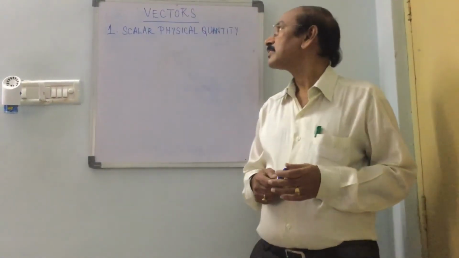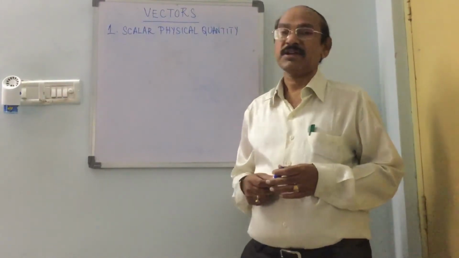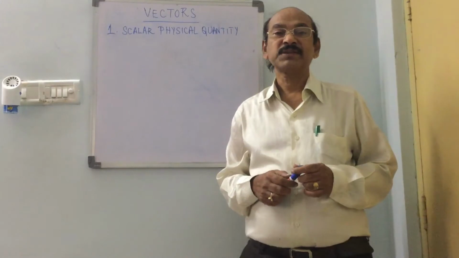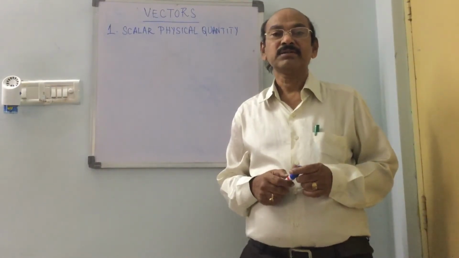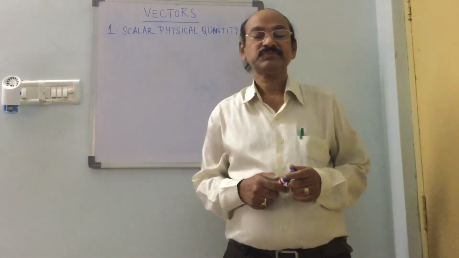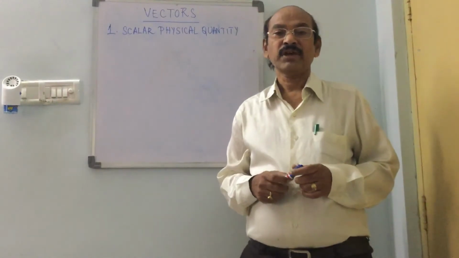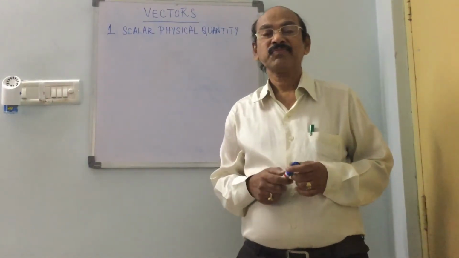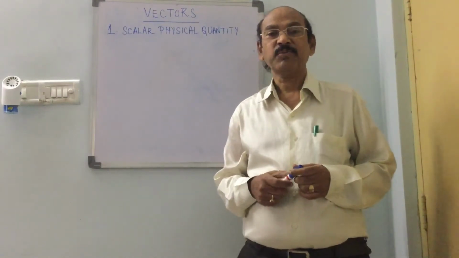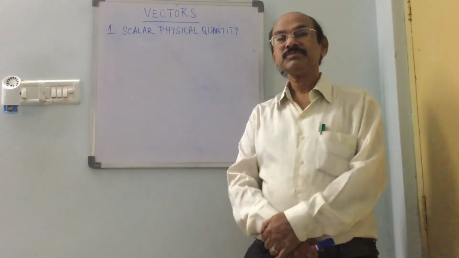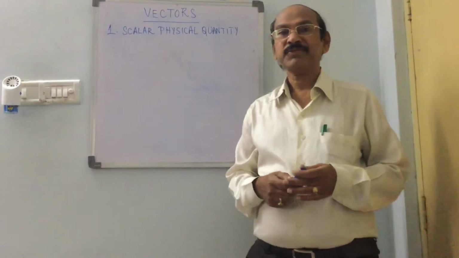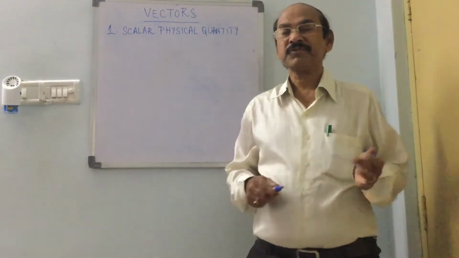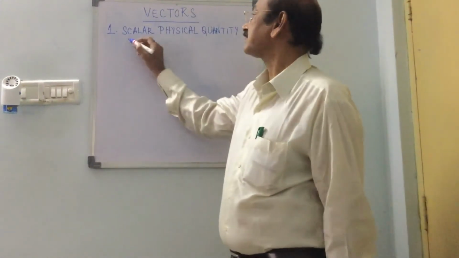There are a few more examples for scalar physical quantities. Scalar physical quantities are simply called scalars. They are represented by English letters but without an arrow mark on their head. And another type of physical quantities are vector physical quantities.